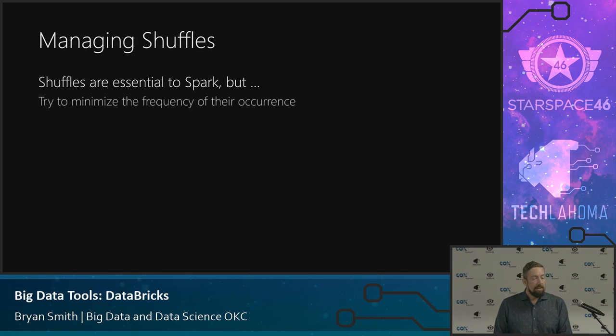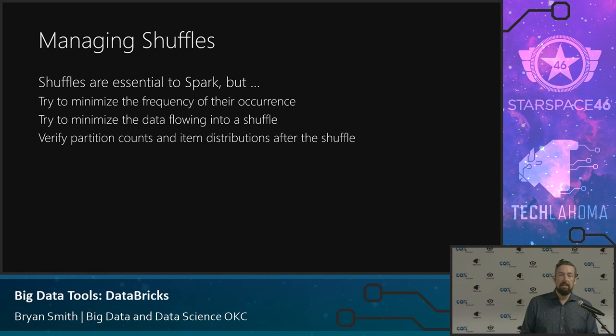So the general guidance on shuffles is when you're applying transformations that incur a shuffle, you need to be aware of these things. You need to go back in and try to minimize the frequency with which these occur, and there are some tricks that you can use for that. We also need to go back and validate that everything is still in a good state after having done this.